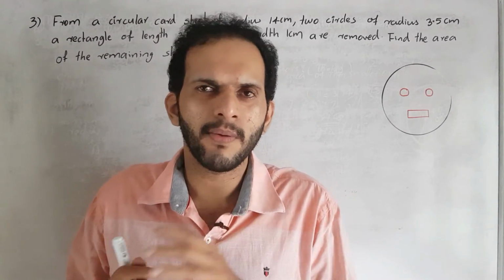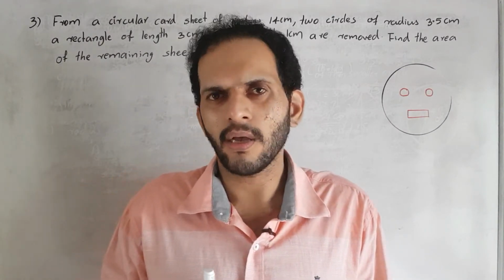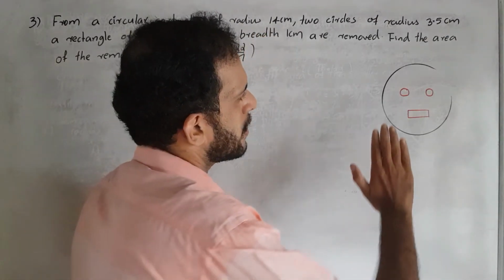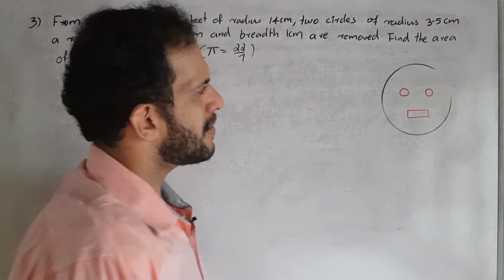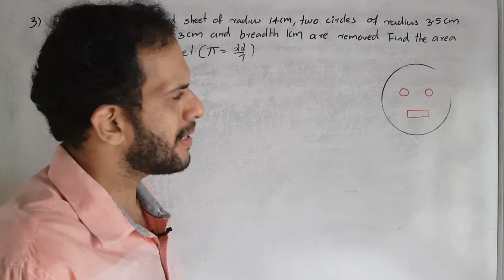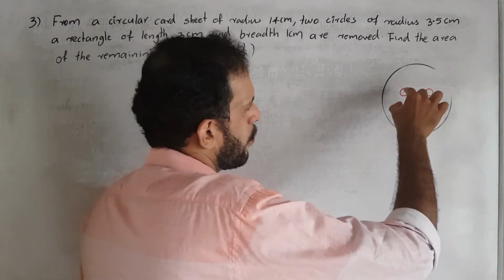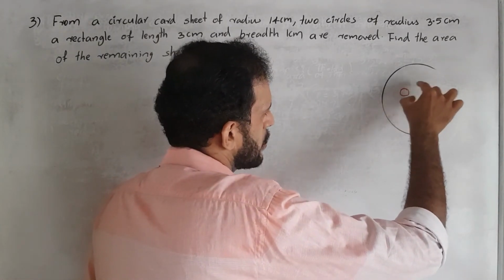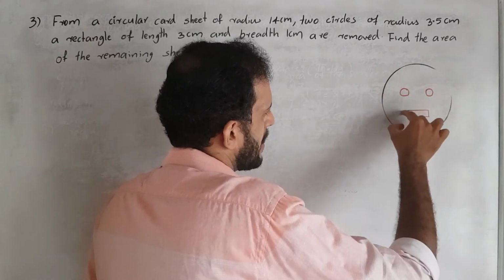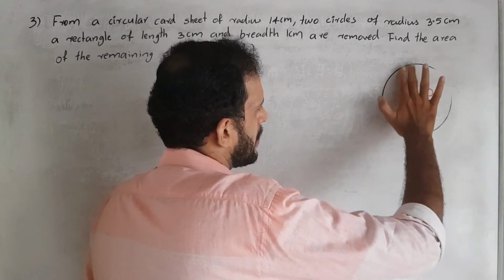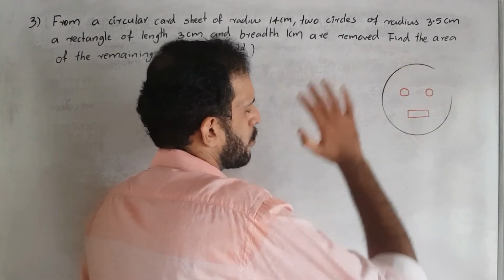The area of the remaining portion is equal to, yes, how to find? Yes, first we find the area of the total. From this area, we remove the area of these two circles and the area of this rectangle, then we get the area of the remaining portion.